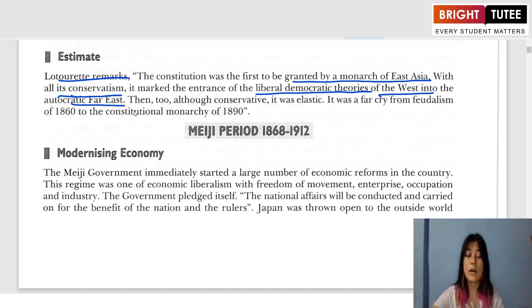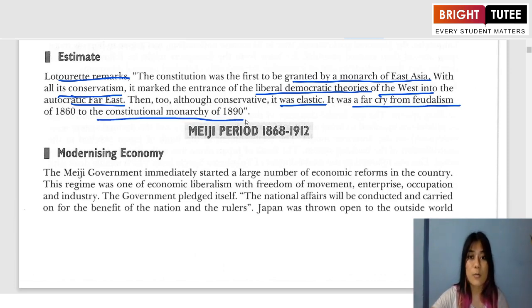Although the Japanese Constitution bore some aspects of conservative ideas, the fact that a constitution was formed itself marks that there was an entry of the liberal democratic theories of the West into the government and polity of the Far East. So the Constitution of Japan was elastic. It was liberal. It was a far cry from the feudalism of 1860 to the constitutional monarchy of 1890. So it marked the abandonment of feudalism and the embracing of constitutional monarchy.